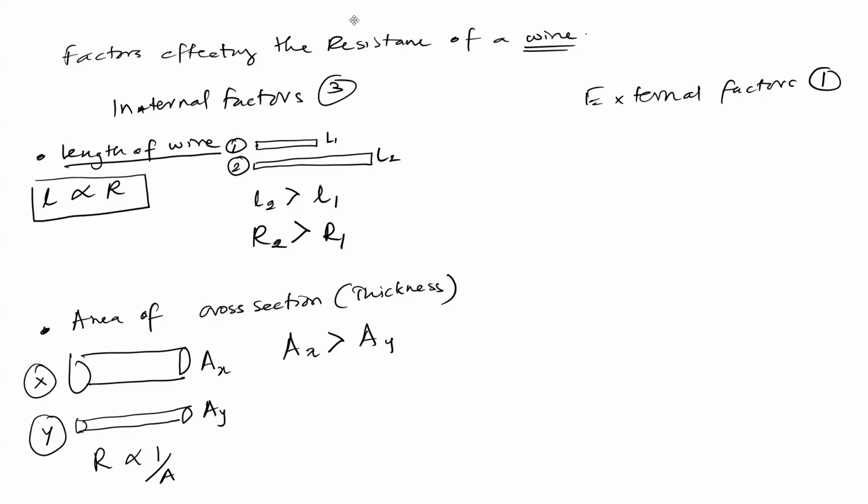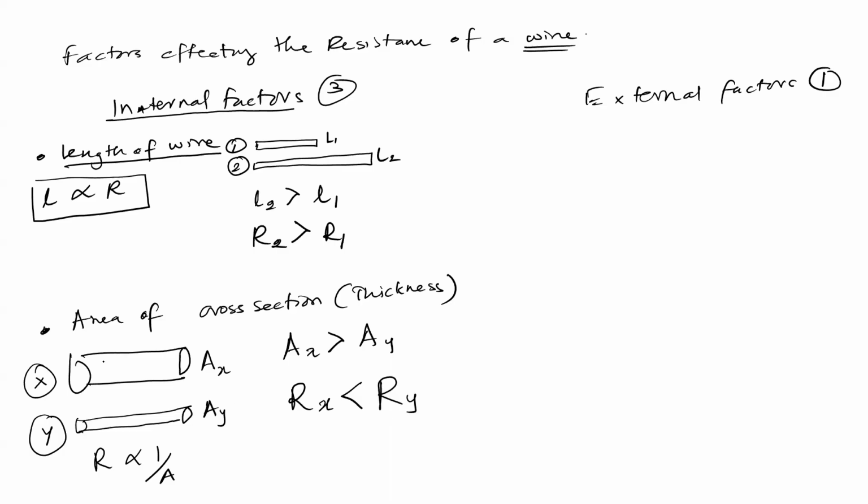Yeah, this is the grade 10 current electricity chapter. They come under internal factors. The first internal factor is length. The second internal factor is area of cross section. So here, the resistance of X will be lesser than the resistance of Y.